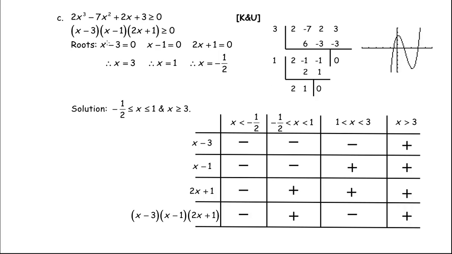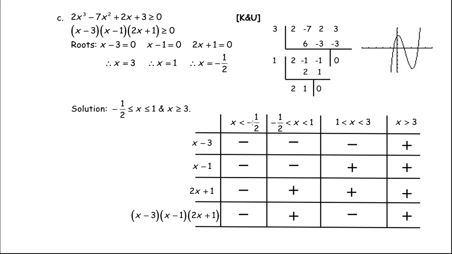So when I set x minus 3 to 0, I get 3. x minus 1, I get 1. And then the 2x plus 1 gives me negative a half. So if you have 3 roots, then there's 4 intervals. So first of all, if you put them in order, the first interval is below negative a half, and then between negative a half and 1, and then between 1 and 3, and then above 3. So those are the 4 intervals we're going to check each of these factors on.